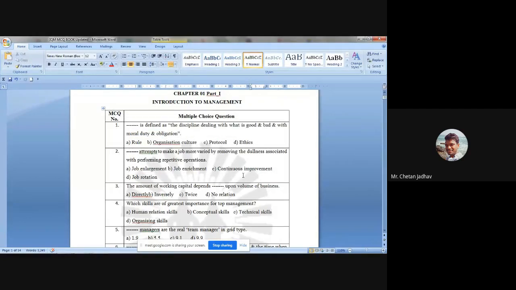You can see this is the first chapter, first part, MCQ, introduction to management. The first MCQ: dash is defined as the discipline dealing with what is good and bad, and with moral duty and obligation. The options are: rule, organization, culture, protocol, and ethics.